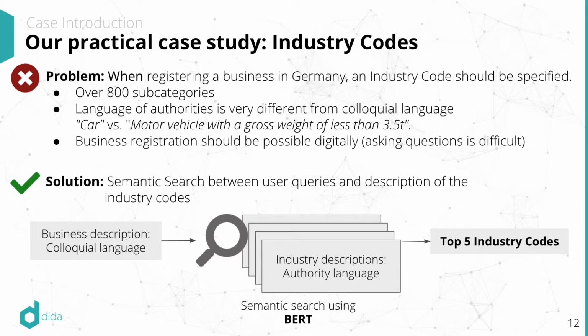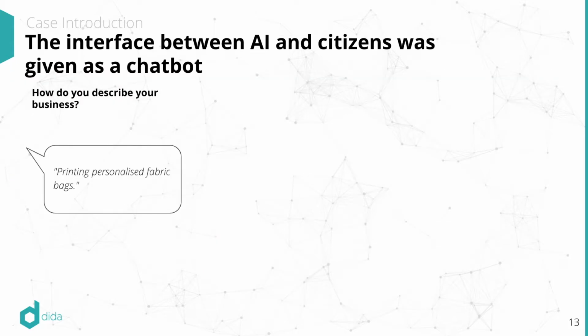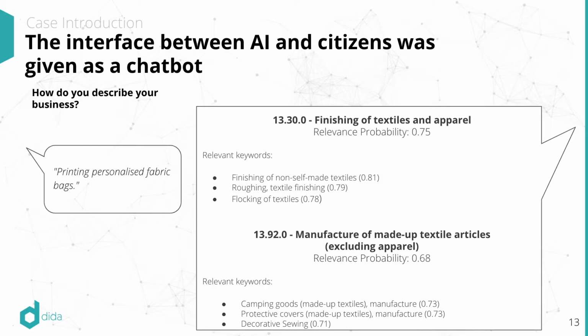Before we explore how this can be achieved with BERT, let's see what this looked like in practice. The interface with which citizens should interact with the semantic search algorithm was an already existing chatbot from our client. Citizens who want to register a new business can enter a description of this business, for example, printing personalized fabric bags. The algorithm then does a semantic search in all industry code descriptions and outputs the most likely industry codes. What we see here are real results, but only the top 2 results for readability.